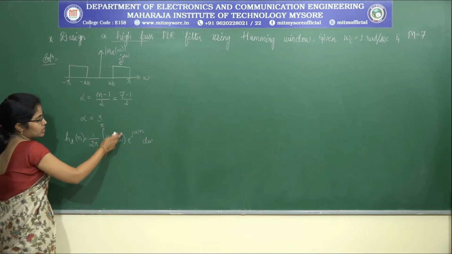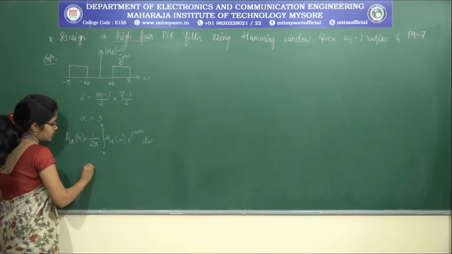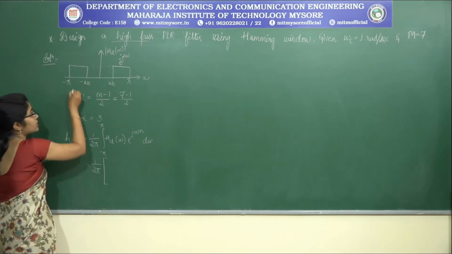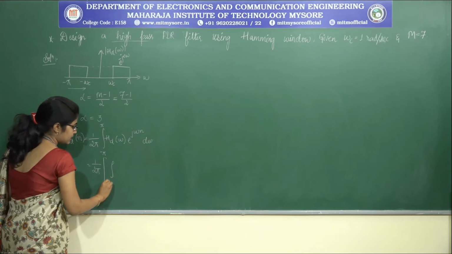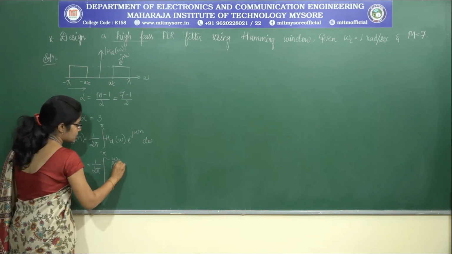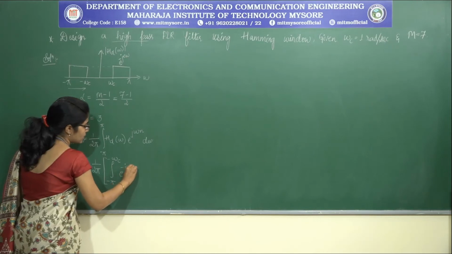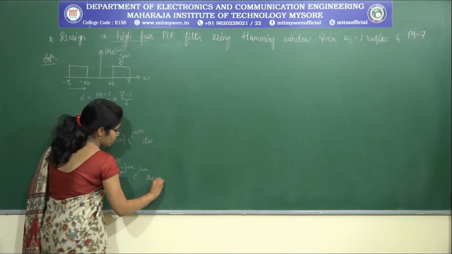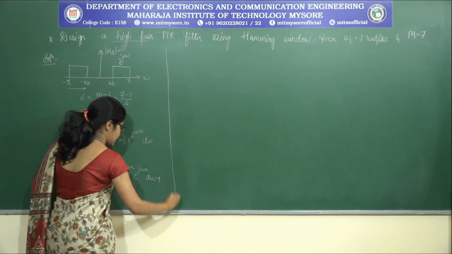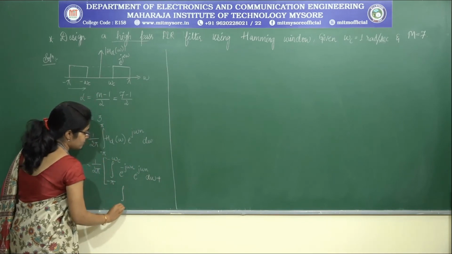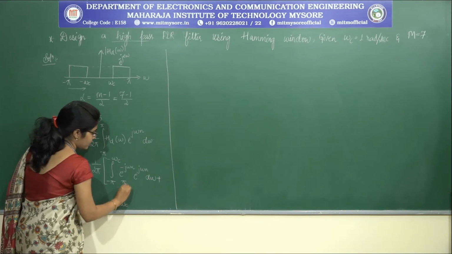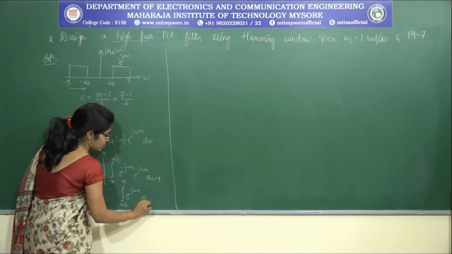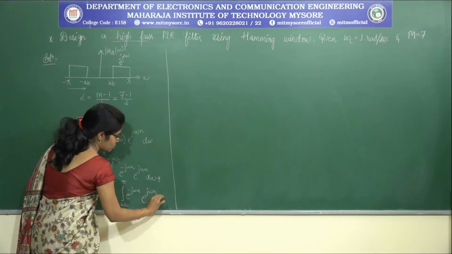If I substitute the value of hd of omega, splitting up the integration, I can write it as 1 by 2 pi. Starting from left hand side to right hand side, it is integral from minus pi to minus omega c e power minus j omega alpha into e power j omega n into d omega plus the second integral from omega c to pi e power minus j omega alpha into e power j omega n into d omega.